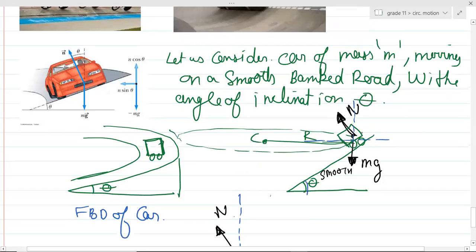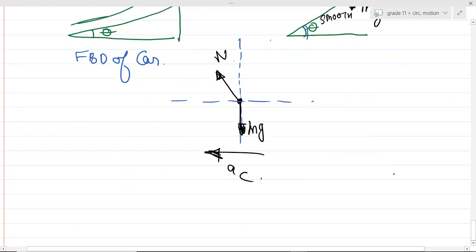So if this is theta, you remember generally we draw it like this. If this is theta, and this is theta, then this should also be theta, right? Vertically opposite to this angle is basically theta. If you want, you can connect it. This is theta, this is theta, this is theta. So basically, this is your normal reaction making an angle theta with mg. Now the acceleration is in this direction. The centripetal acceleration is in this direction, right?